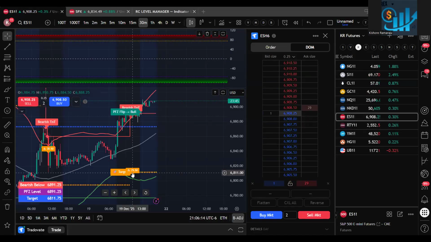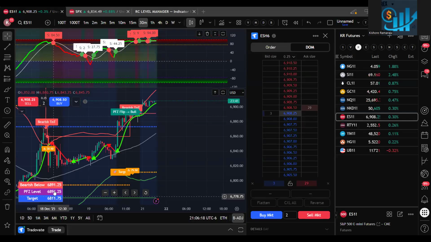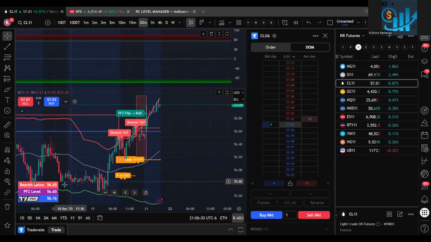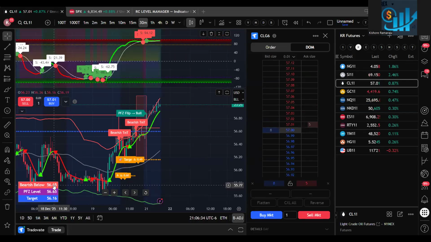For ES also, it is telling only if it goes below 68.91, you can hold. Then only you take the sell signals. Your target is 68.11. Crude oil, it is telling go take short only if it goes below 56.65. The target is 56.16.